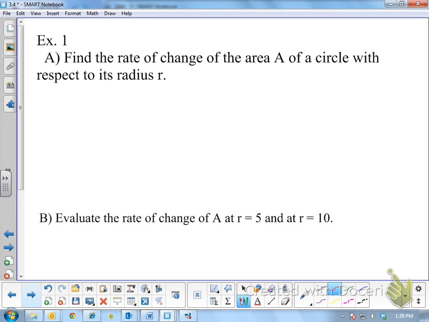So first we need an equation. What equation should we use if we're talking about area of a circle? Pi r squared. You know, area is pi r squared.